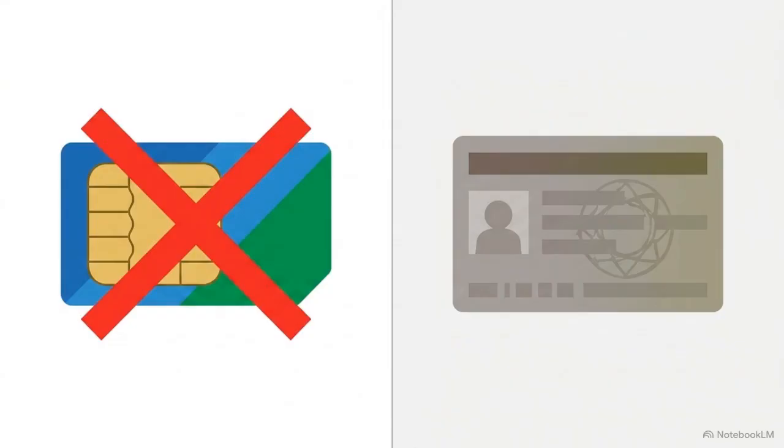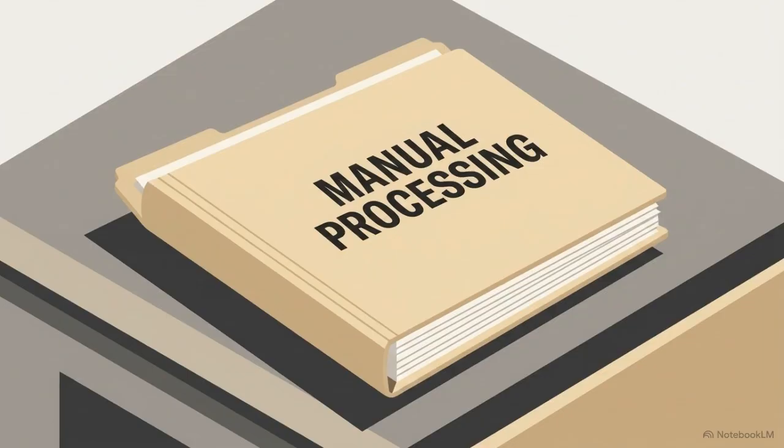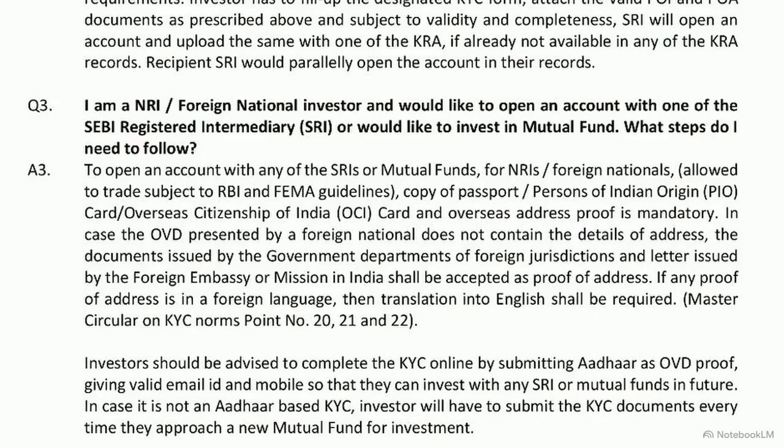For NRIs who do not maintain an active Indian phone number or an updated Aadhaar card, the only alternative is the Non-Aadhaar pathway. This process requires specific, officially valid documents. For NRIs, submit a passport or OCI card, plus mandatory proof of overseas address. If your primary ID lacks this, guidelines require supplementary proof, like foreign government documents or an Indian embassy letter.